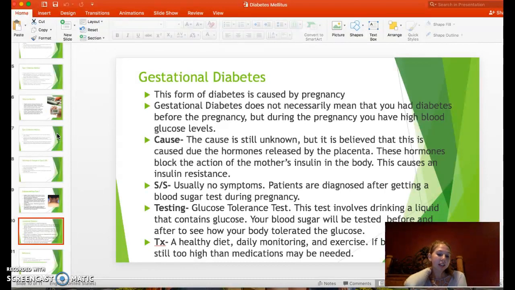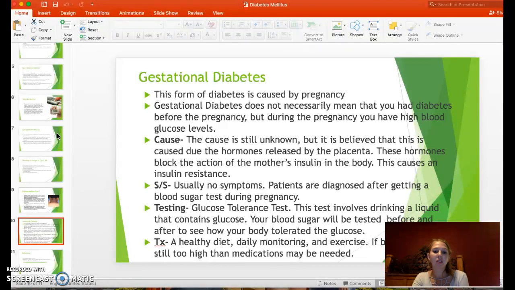And then testing, there's the glucose tolerance test. This involves drinking a liquid that has high levels of glucose in it, and then your blood sugar will be tested before and after to see how your body handled and tolerated the glucose. So, if after you drank the beverage, your glucose levels were normal after about an hour or two, then you don't have gestational diabetes because you're releasing enough insulin. But if your glucose levels remain the same, that means you're not absorbing that glucose for energy.